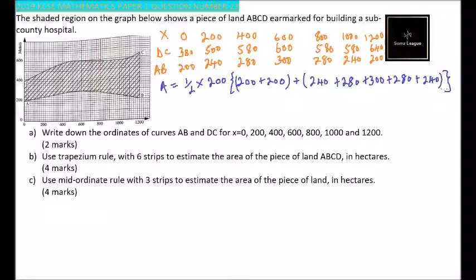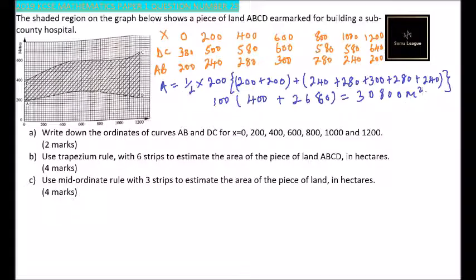You divide 200 by 2, and that will give you 100. Then you are supposed to do 200 plus 200, you get 400. Then you say plus, and when you add these other values, you get 2,680 using your calculator. So when you compute that using a calculator, you'll be able to get 30,800. And this is in meters squared. So that is how you get the area.